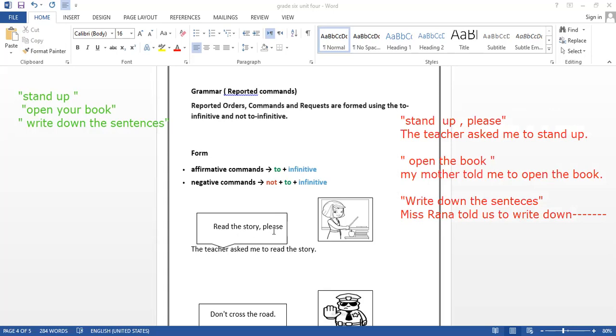Read the story, please. The teacher asked me, المعلمة طلبت مني وليس سألتني. Asked طلبت مني to. This is the sentence, just we add to before the verb. To read the story. Okay. If the sentence is negative, like what?